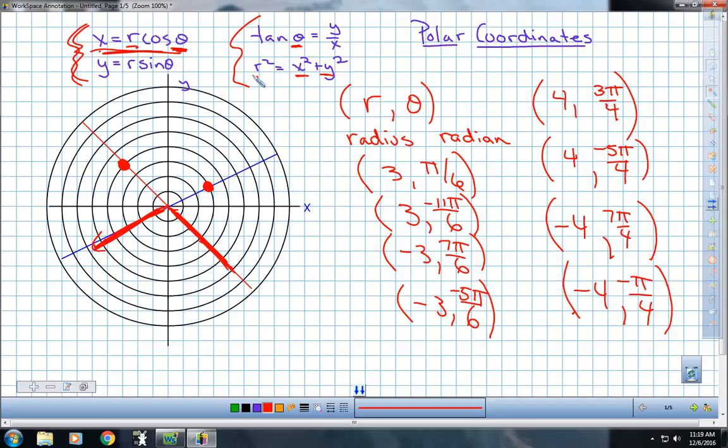These are both formulas that we already know. Tangent of theta equals y over x. That's just Pythagorean theorem, right? X squared plus y squared equals r squared. So it's not like we're introducing something that you don't already know. We're just using it to convert from rectangular to polar and from polar to rectangular. So let's do one.